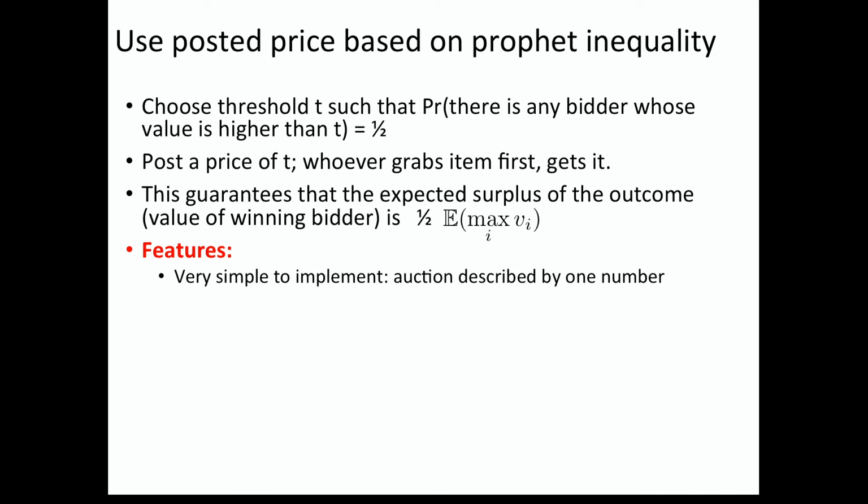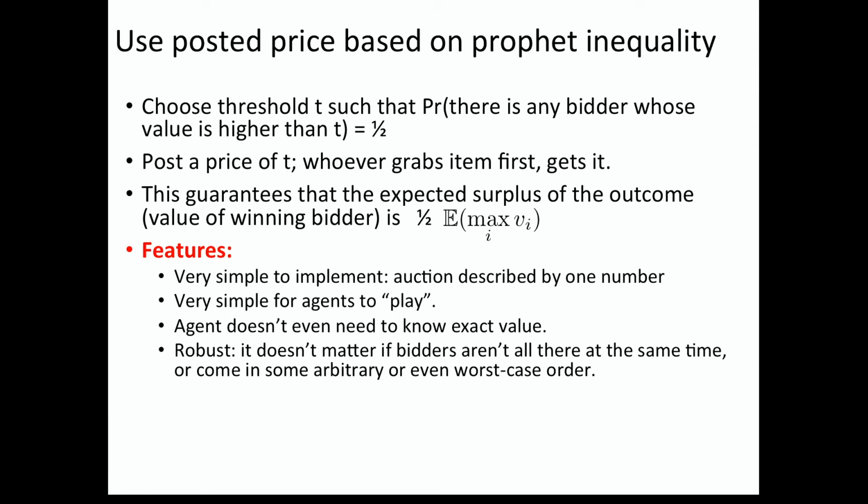Okay, so what are some features of this auction? It's very simple to implement. The whole thing is described by one number. You just post it. It's very simple for the agents to play. They don't have to think much. In fact, they don't even necessarily need to exactly know their value. They just need to know whether their value is above this threshold.